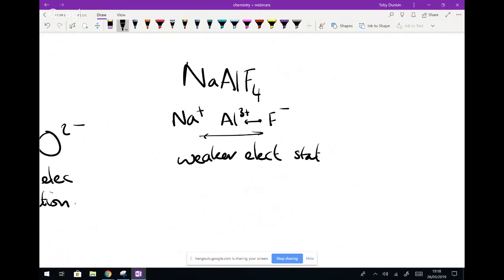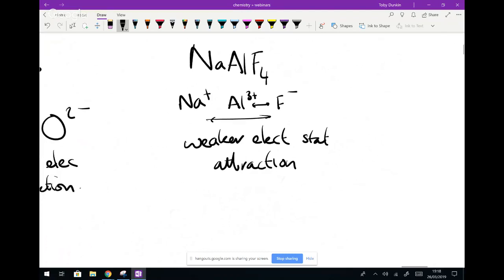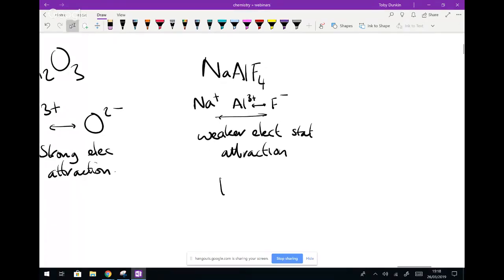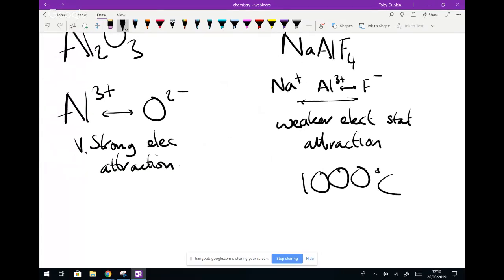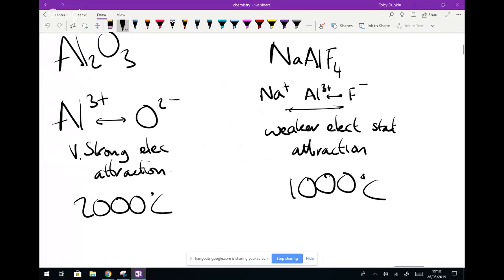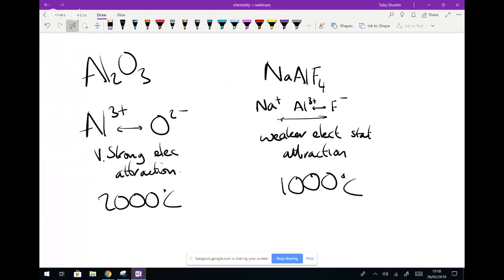Electrostatic attraction. So what that means is the melting point is far lower. The difference between that 1- and 2- in terms of attraction is massive. So the melting point of this compound is 1,000 degrees instead of 2,000. The melting point of aluminium oxide is just over 2,000 degrees Celsius, whereas cryolite is only 1,000.